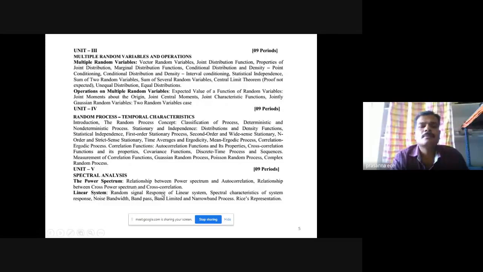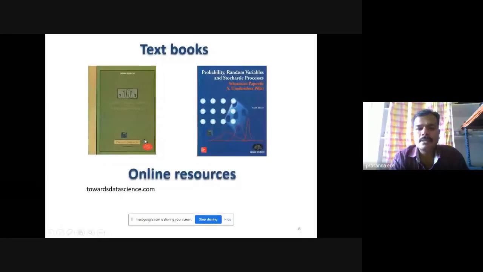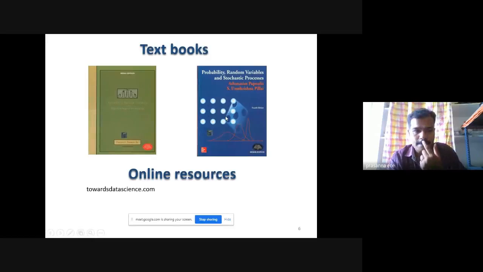Okay? So the fifth unit is also practically the most applied unit. The concepts of the fifth unit are applied in many practical situations. Okay. So now moving on to the textbooks. These are the prescribed textbooks for this course.